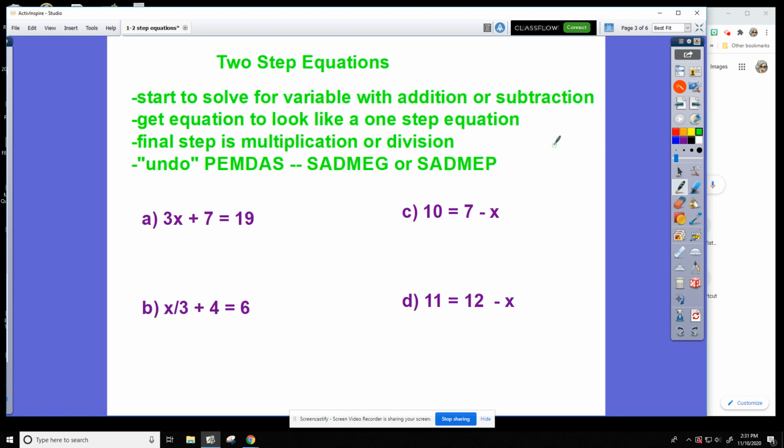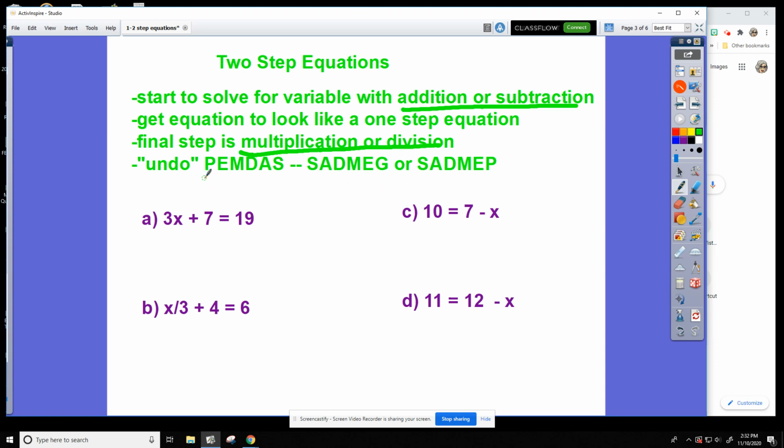Now I'm going to go to two-step equations. Two-step. You start by solving with addition or subtraction. So the one step, there's only one operation you have to use. Two-step, we have to use two different operations. So you get the equation to look like a one-step. So we do add or subtract, that goes away, and we just have the variable on one side and everything else on the other side. The final step is always multiplication or division.